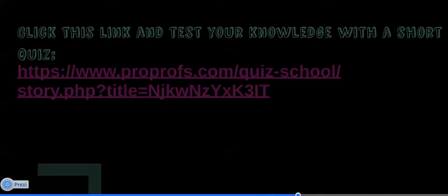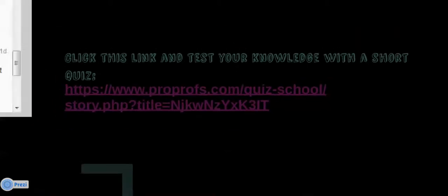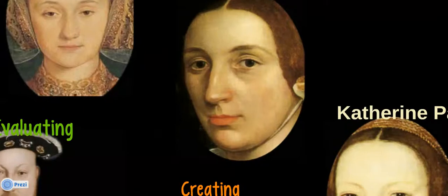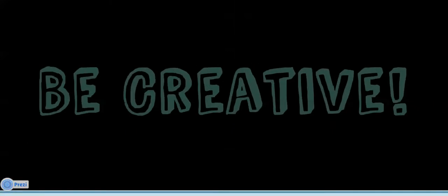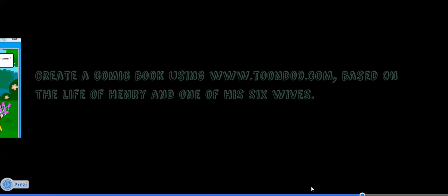Figured it out. So the next step is going to be creating. And this is the last step on your journey. And once you're comfortable and secure that you're familiar with the reign of Henry VIII, I would like for you to use a free program called Toondoo. And I'd like you to create a 4-page comic book.